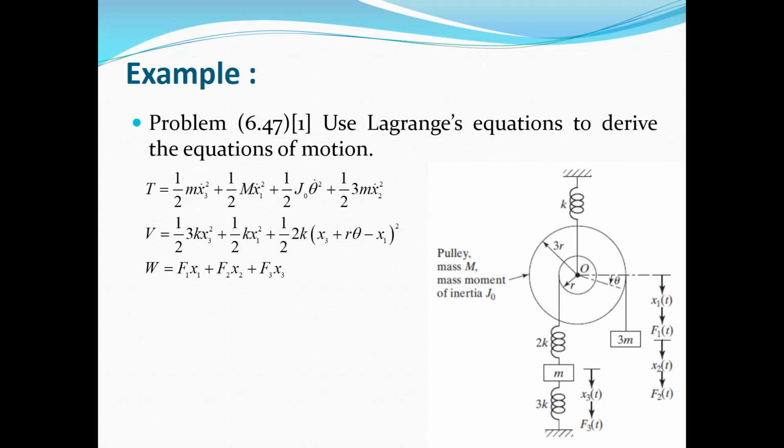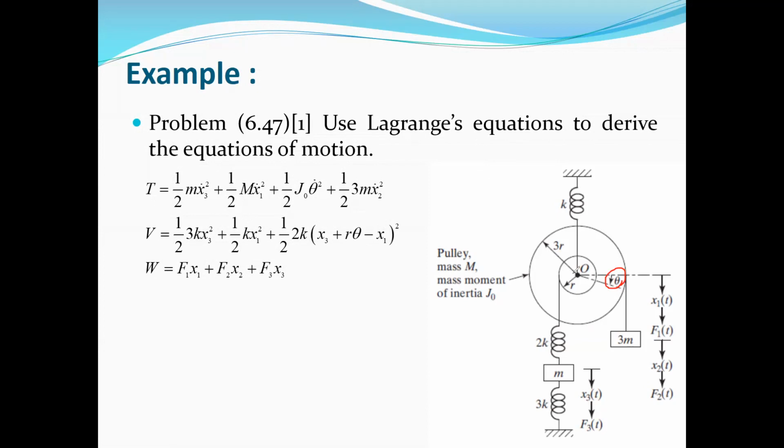If there was no theta, it means that this pulley would be fixed. If the pulley was fixed and couldn't rotate, it should be mentioned in the problem description. But here you can see we have rotation. It means that the pulley, at the same time as it's going down, has a rotational motion.